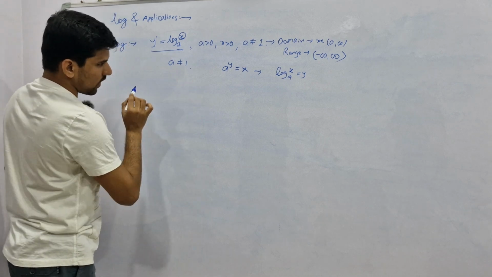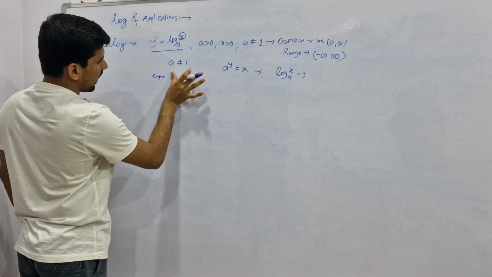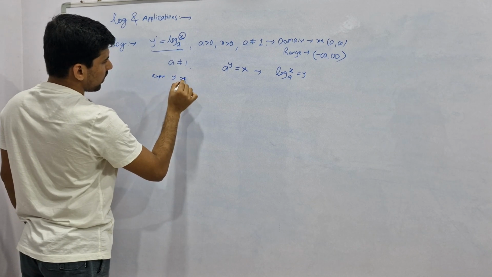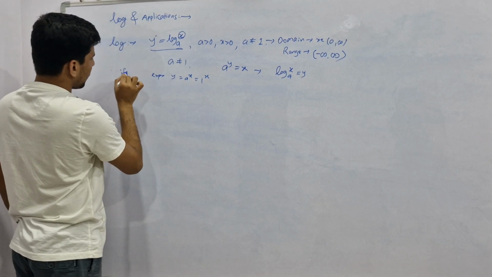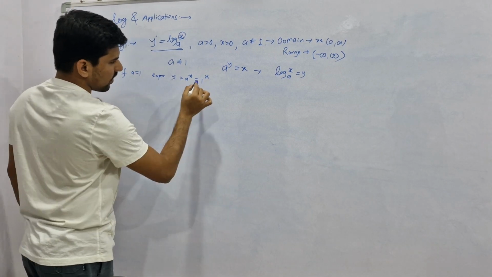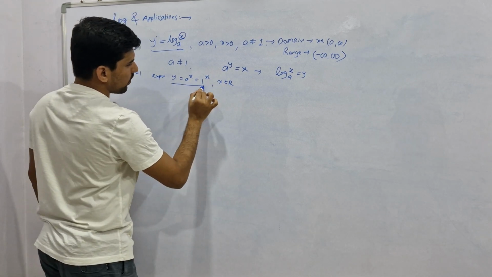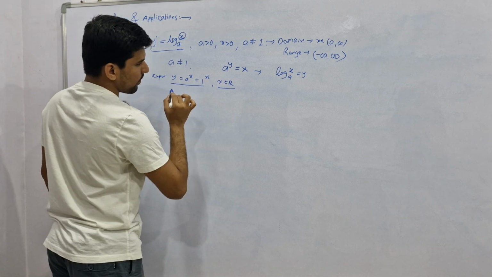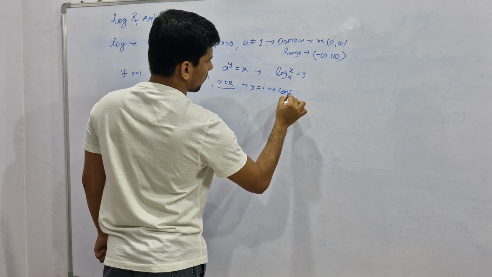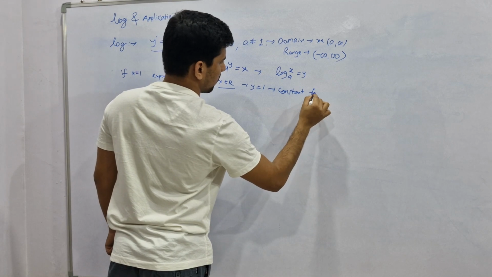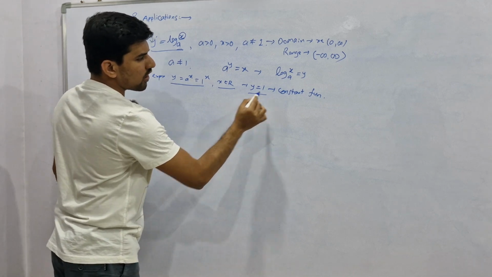If we take base as 1, then our exponential function will become a to the power y is equal to x, that is, 1 to the power y, with x belongs to R. So what will this function become when it is 1 to the power x and x belongs to R? Then our function y will become 1, and this is a constant function. And this constant function is non-invertible.